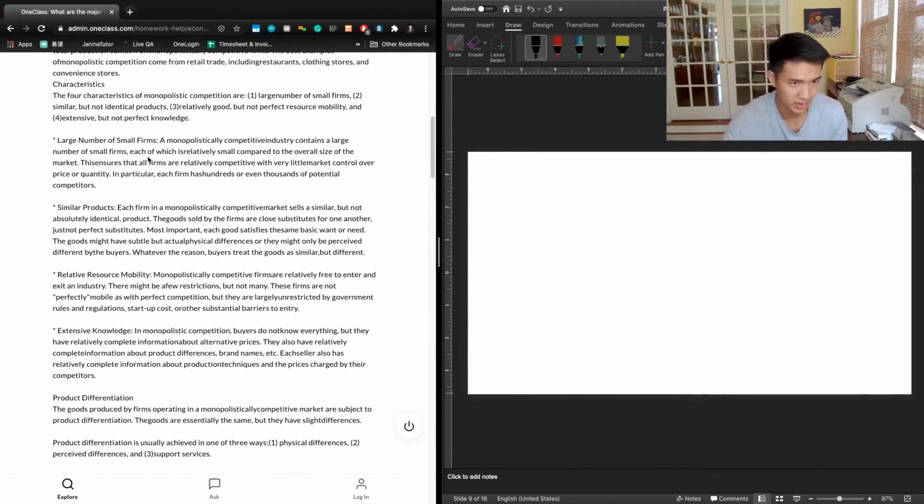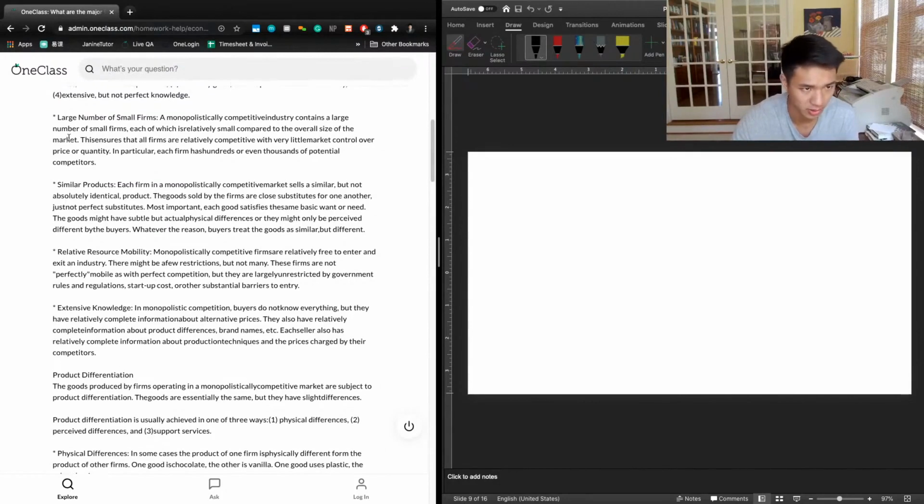The 4 characteristics of monopolistic competition are: number 1, a large number of small firms; number 2, similar but not identical products; number 3, relatively good but not perfect resource mobility; and number 4, extensive but not perfect knowledge.